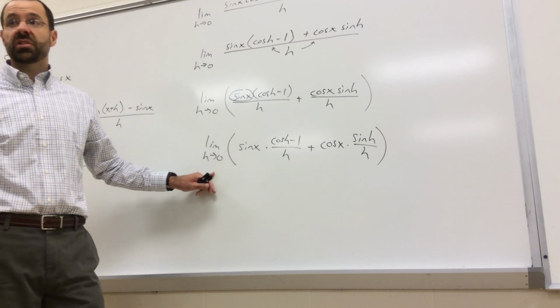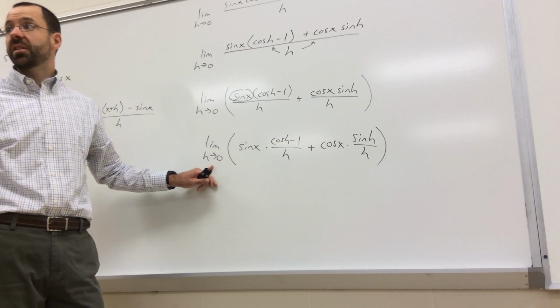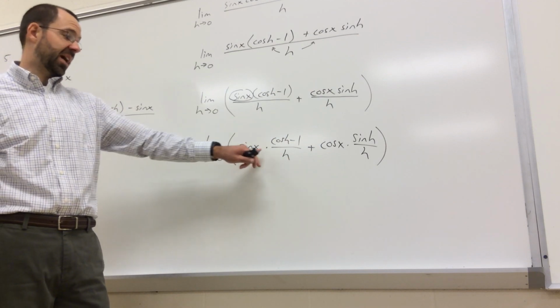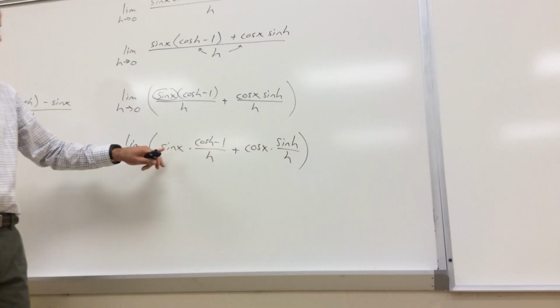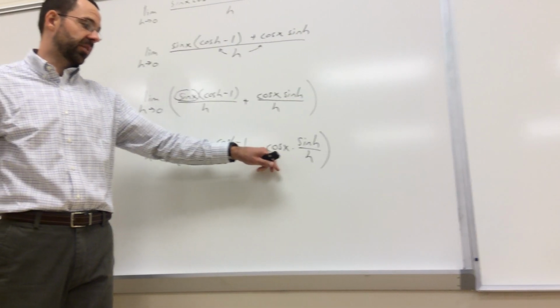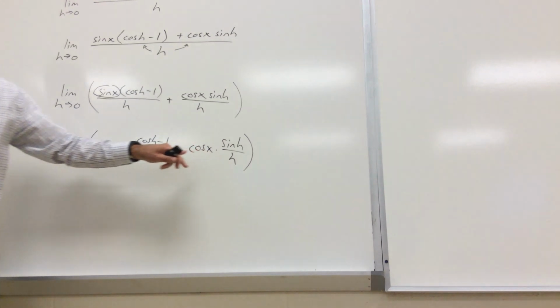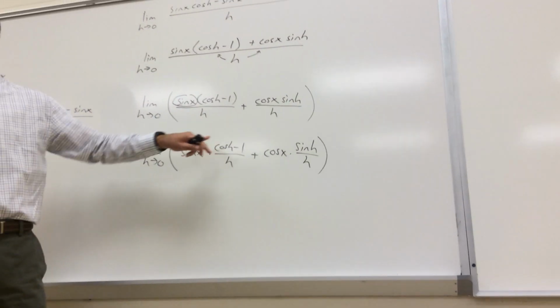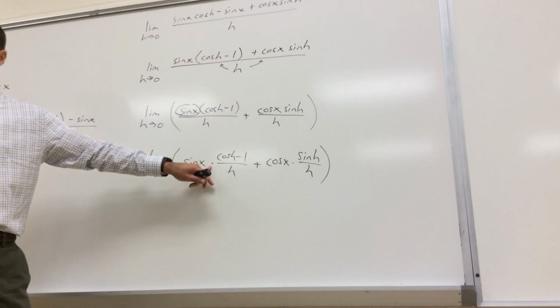Okay, so now I'm going to do a bunch of limit laws. I'm going to move the limit past the plus and also past the times signs. So there's going to be a limit in front of here, and a limit in front of there, and a limit in front of there, and a limit in front of there. That's just two limit laws. Limit can go past plus, and limit can go past multiplication.